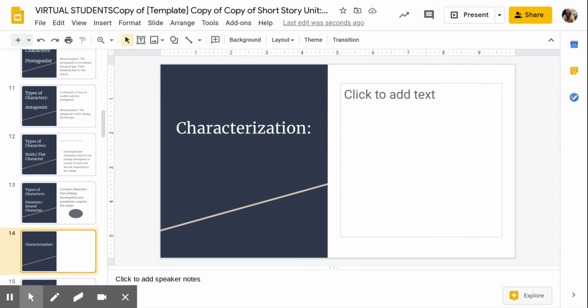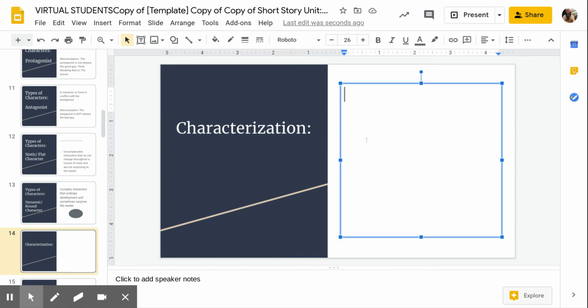So now let's go into characterization. Like I said, I hope this is a review, but this is something that's really important for short stories. Authors really like to build and develop characters using characterization, both the direct and indirect, which we'll go into in just a second. But characterization is simply the way a writer creates or develops a character.